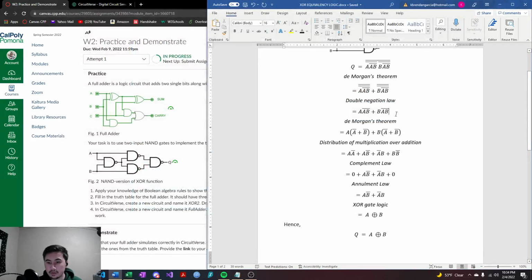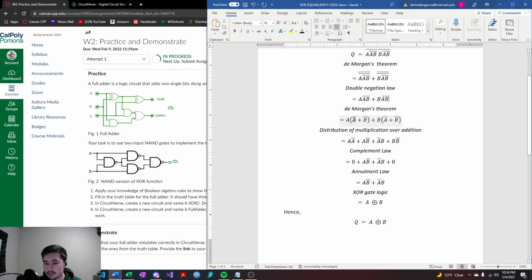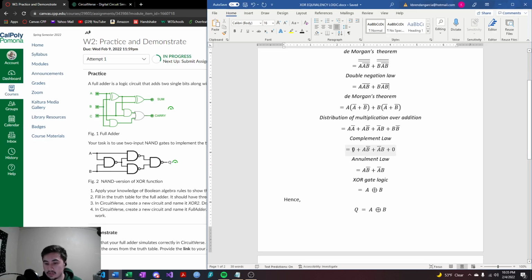Oops. We need De Morgan's theorem. And from here, we're going to use distribution of multiplication over addition, giving us this whole term here. But remember that A ANDed with A NOT is just going to be 0. It's the complement law. And the same goes for B NOT. So with 0 ORed with these two terms, we have the annulment law, which gets rid of these zeros essentially, and leaves us with these terms.